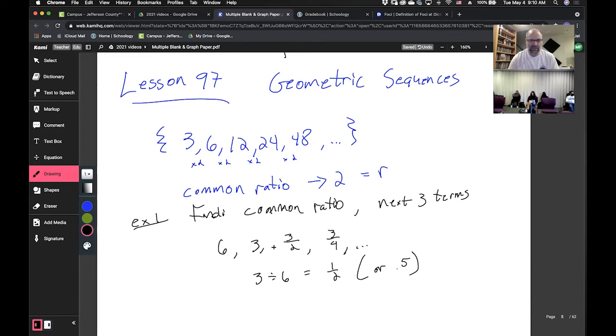Okay, so 6 times 1/2 is 3. 3 times 1/2 is 3 halves. 3 halves times 1/2 is 3 fourths. Then the next one is 3 fourths times 1/2, which is 3 eighths. And then times another 1/2 is 3 sixteenths, and then 3 thirty-seconds. So those are the next 3 terms in the sequence. Okay? All right, let's try another example.